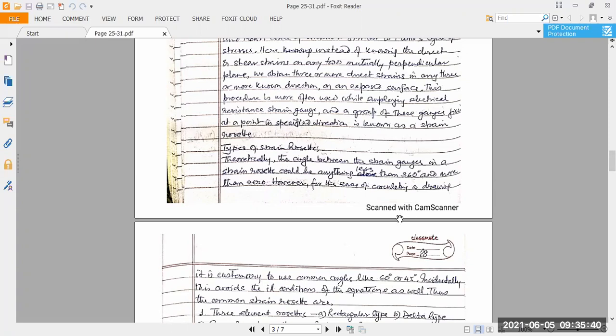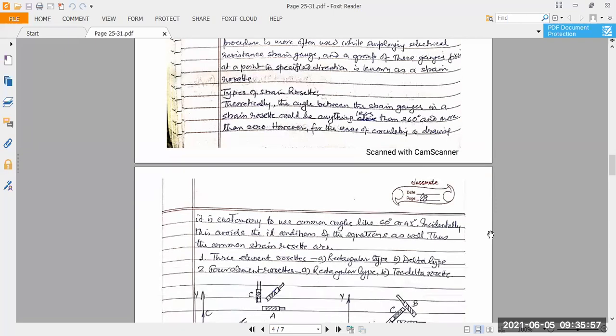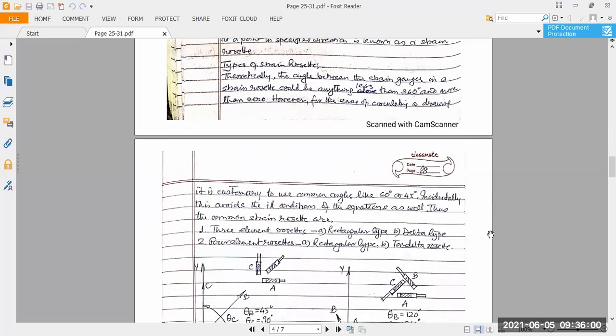A strain rosette can be of different types. It can be fixed over a plane in a lot of different directions, but the angle should be more than 0 degree and less than 360 degree. So you can't go beyond 360 or down to 0 degree. Now, it is customary to use common angles like 60 or 45 degrees. Incidentally, this avoids the complexity of the equations as well.